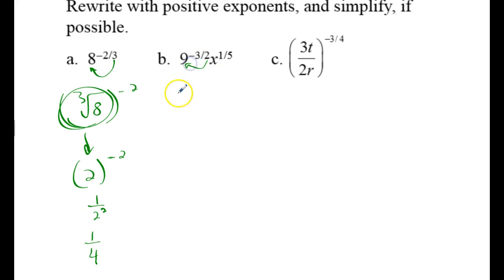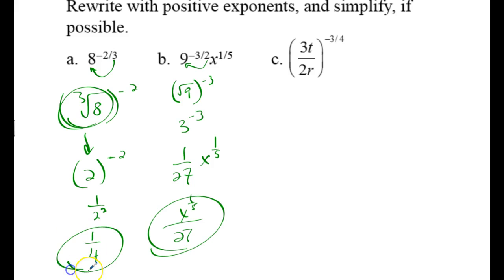This says the square root of 9 and raise it to the negative 3. So this is 3 to the negative third. So flip it and cube it is 1/27. And then this x to the 1/5 kind of just hangs out there. I don't think I can do anything with that. You could probably write it as x to the 1/5 all divided by 27 for final solution.